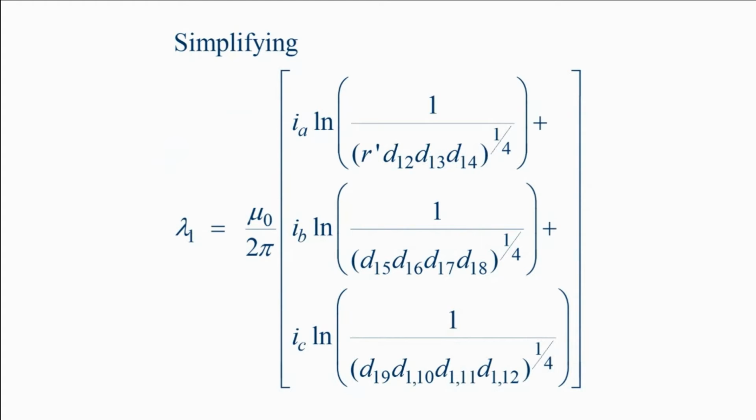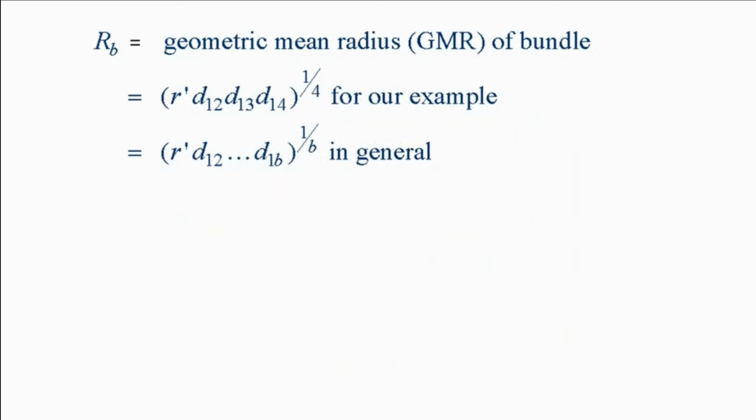If you compare this with the previous example, which has only one conductor, it is as if I replaced the radius of this conductor by another radius. I will call it the geometrical mean radius, which will be R dash times D12, D13, D14 to the power 1 over 4, because I have 4 conductors in the bundle. If I have 5, 6, 8, B, instead of 1 over 4 it will be 1 over B. B is the number of the conductors, the wires, inside the bundle.